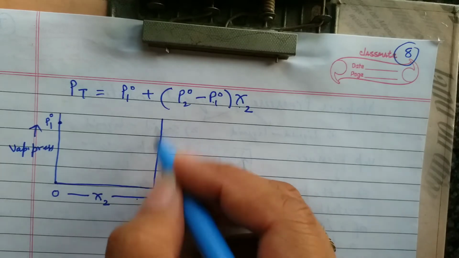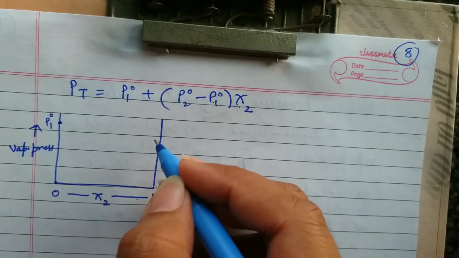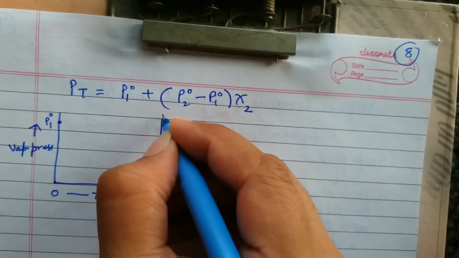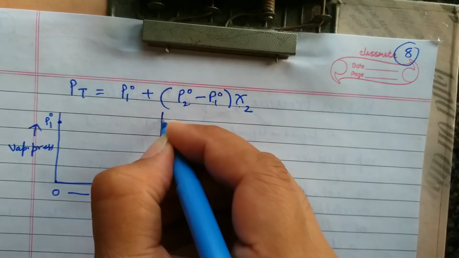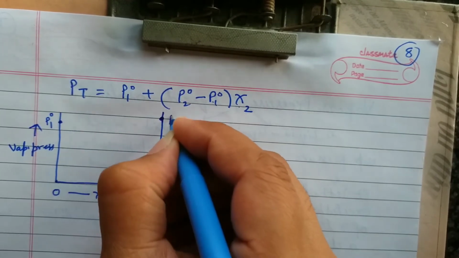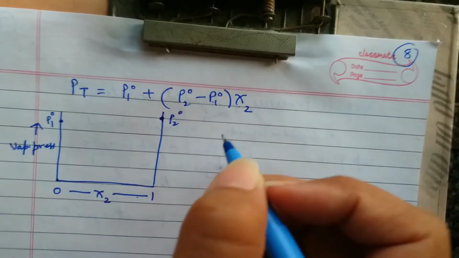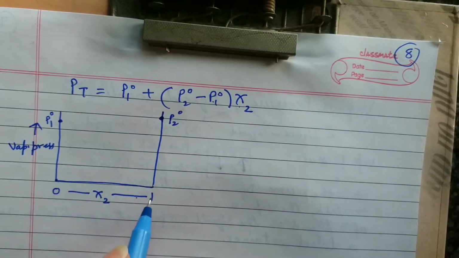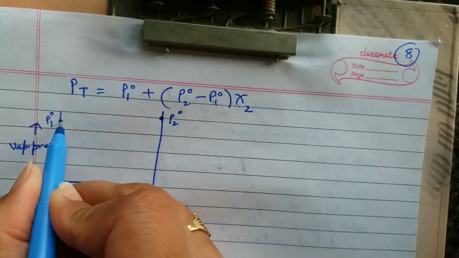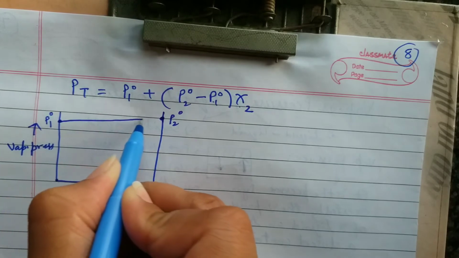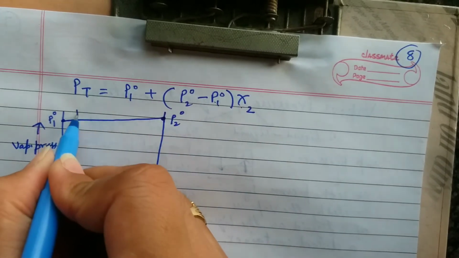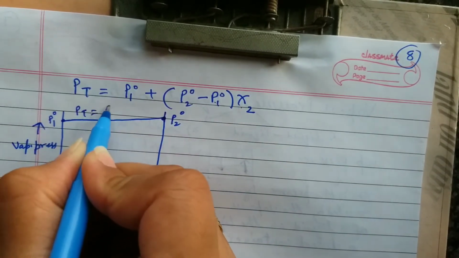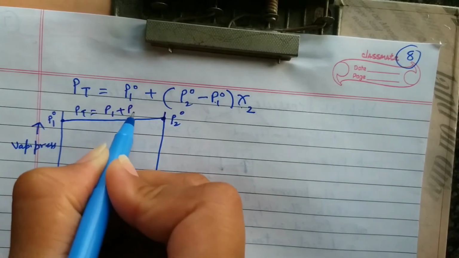So let's imagine somewhere here the value of P2 naught. Let's consider this point and take this as the value of P2 naught. That means when chi2 varies from 0 to 1, the total pressure varies from P1 naught to P2 naught. So this is the variation of P total, which is equal to P1 plus P2.